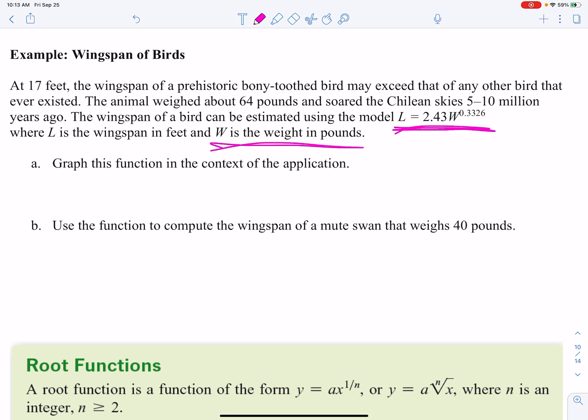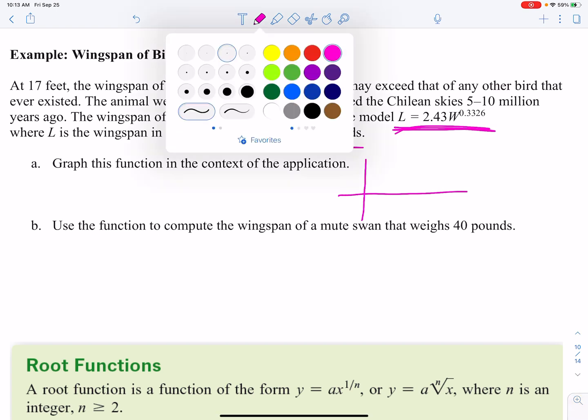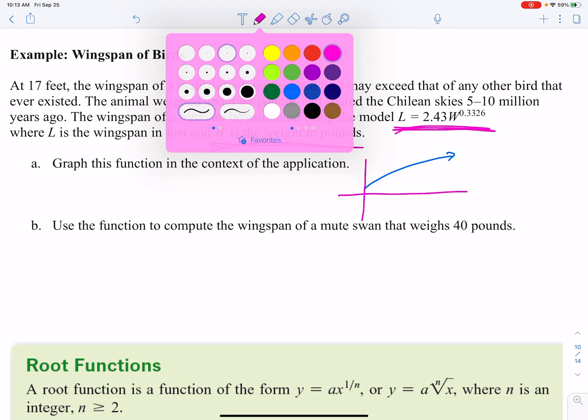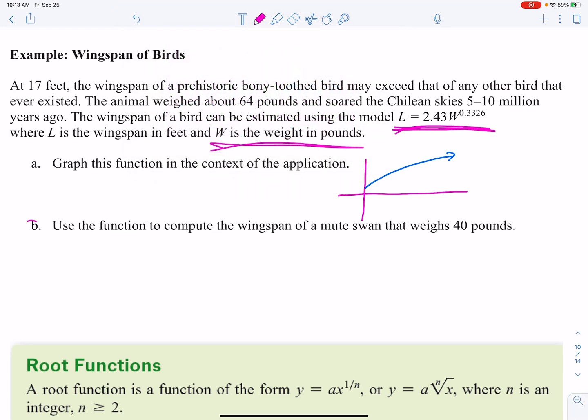All right, so first thing they say is graph this function. Well, this is just a quick graph. I'm not going to ask you to graph these kind of problems on the test, but if you punch it into a calculator, it's going to look something like that. That's just a very rough sketch there. Don't worry about that too much. Part B is what you want to make sure you know how to do.